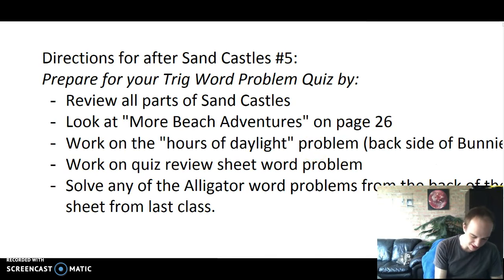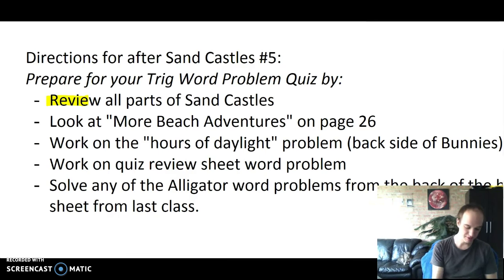We just went over sandcastles number 5, which means we finished that whole problem. One thing that you can do is review the whole thing. Review all of sandcastles. That's a great problem to review. If you like the beach theme and you want to stay on the beach, you can go to the next page right after sandcastles and do the problem called More Beach Adventures.